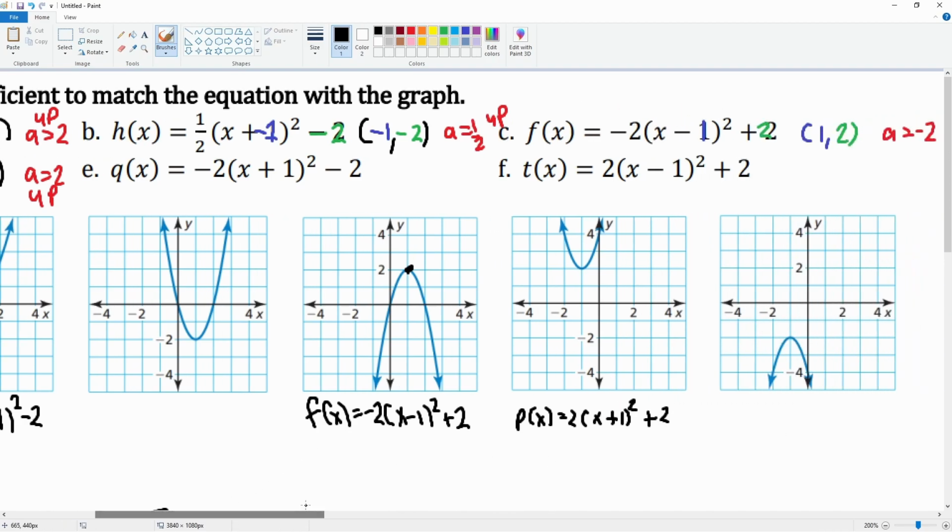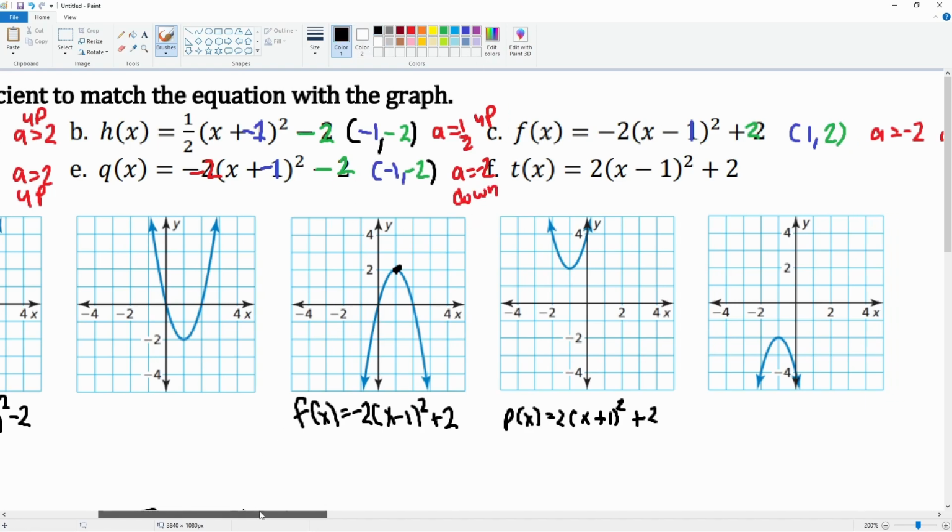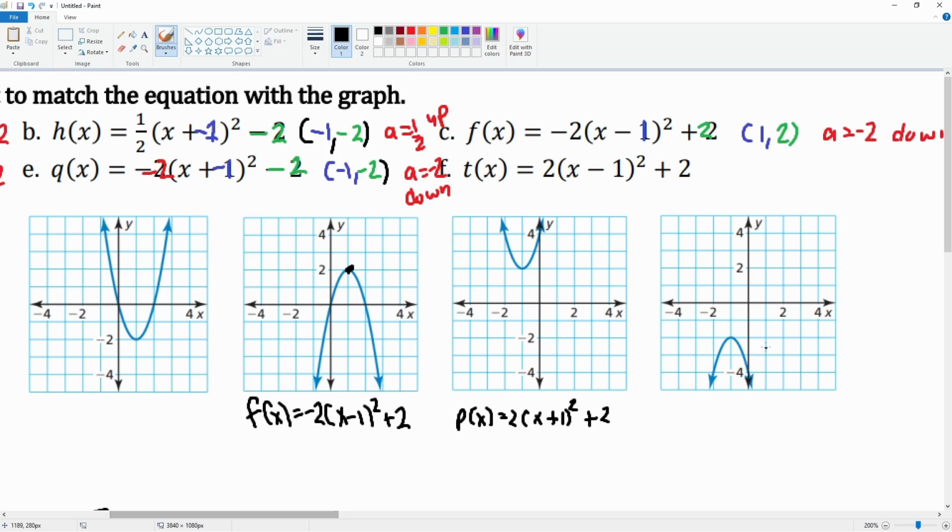Let's now look at e. We have a minus 1 for the h, and then the k is a minus 2, and we see that the a value is negative 2. That means it's going to open downwards. Let's see which one has that. Negative 1, negative 2 opens downward, which is the last one. So this is the q of x is equal to negative 2 (x plus 1) squared minus 2.